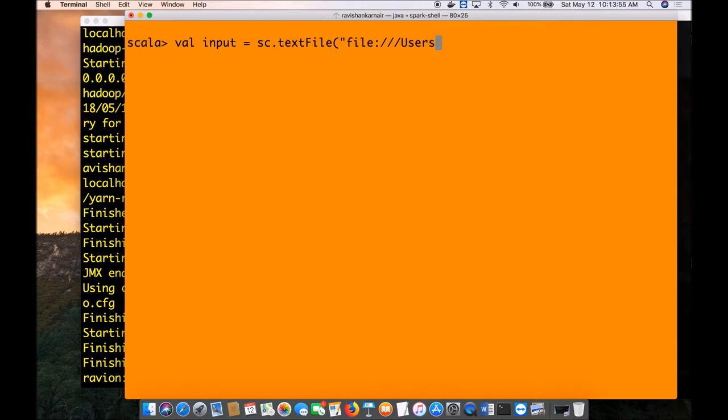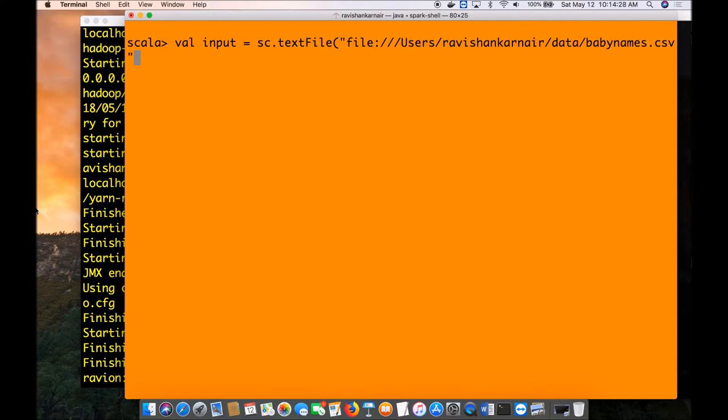Don't get confused after file why you are putting 3 slashes. 2 slashes are for your protocol and 1 slash is for your directory. And in my system, it is in this folder. And the name of the file is babynames.csv. Double quote finish. And you are going to ask an immediate question, what is this SC came in? Who created that SC?